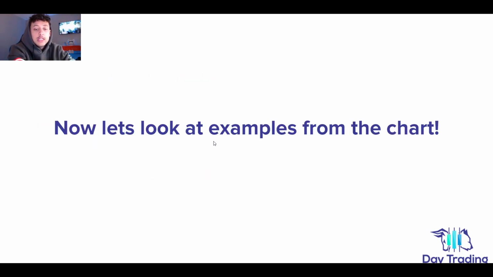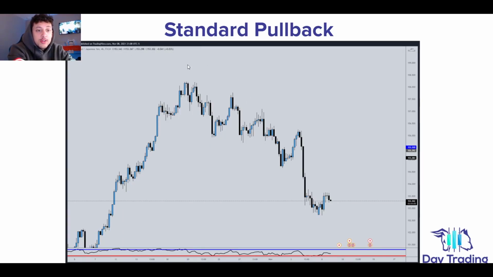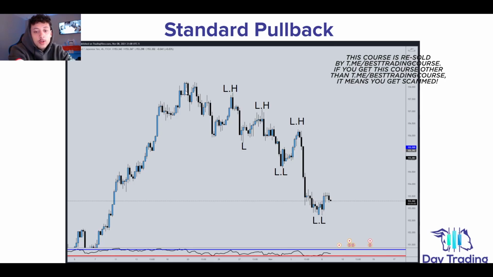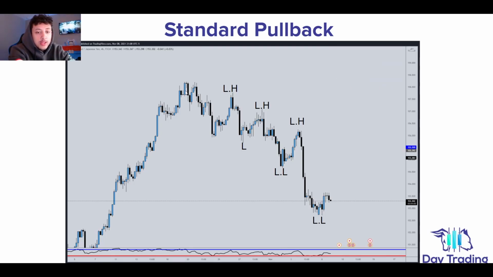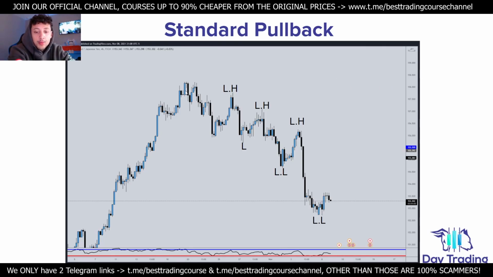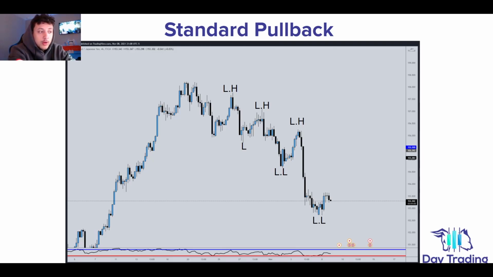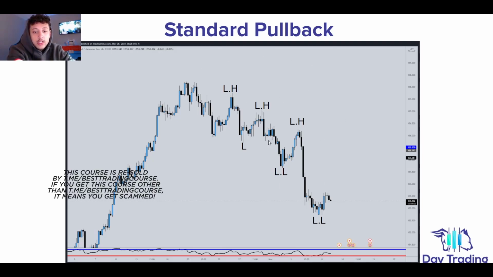Now let's look at some examples from the actual chart. This is the GBP/JPY chart on the 4-hour time frame. Let's look at market structure first of all. We're going to be looking at examples of the standard pullback. We can see that overall there's a long bullish run, which you could argue is a breather type of pullback, but we'll get into that way later in the course. But let's just look at this current trend here.